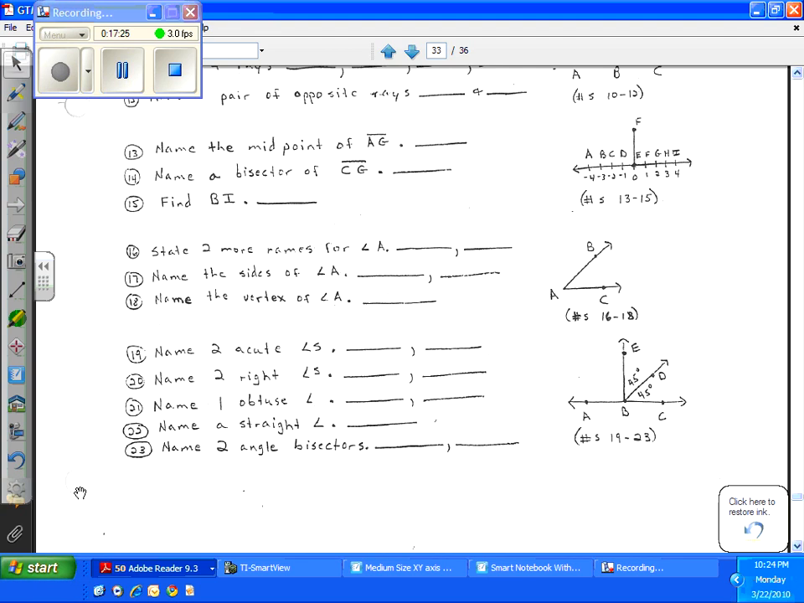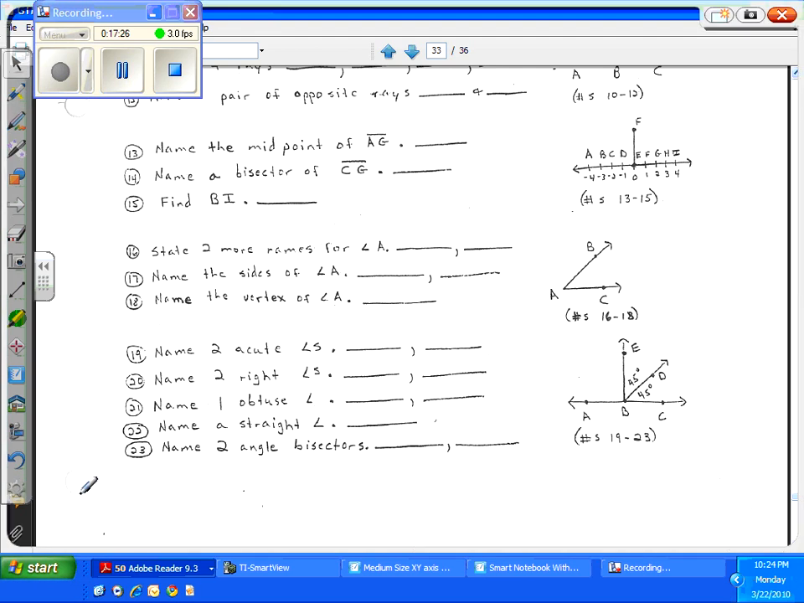Number 16 through 18, name 2 more names for angle A. We can name an angle by a point on one side and then the vertex and the point on the other side. So we could have called that angle BAC. We could have started from a point on this side C to the vertex and then the point on the other side B. Going that way, it would have been called angle CAB. Any questions on number 16?